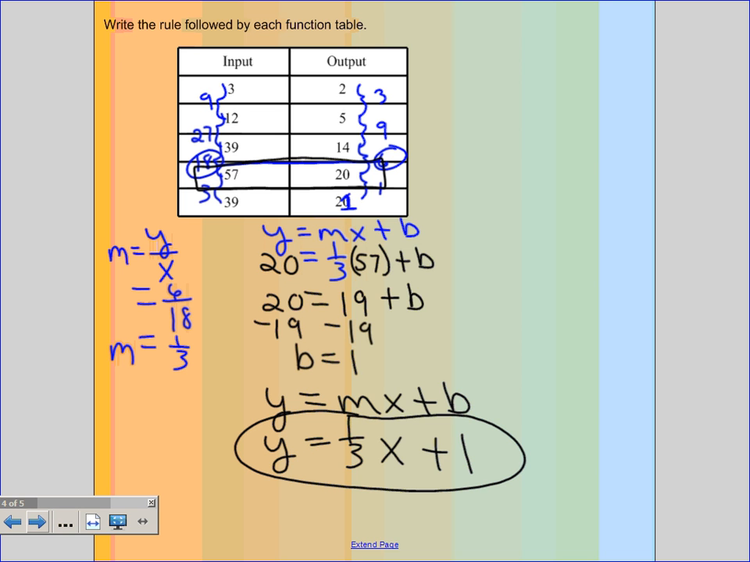And then, of course, you could choose a value to check. I'm just going to go ahead and check with 3, 2. So when I put in 3, 1/3 times 3 plus 1, 1 plus 1 equals 2. Check.